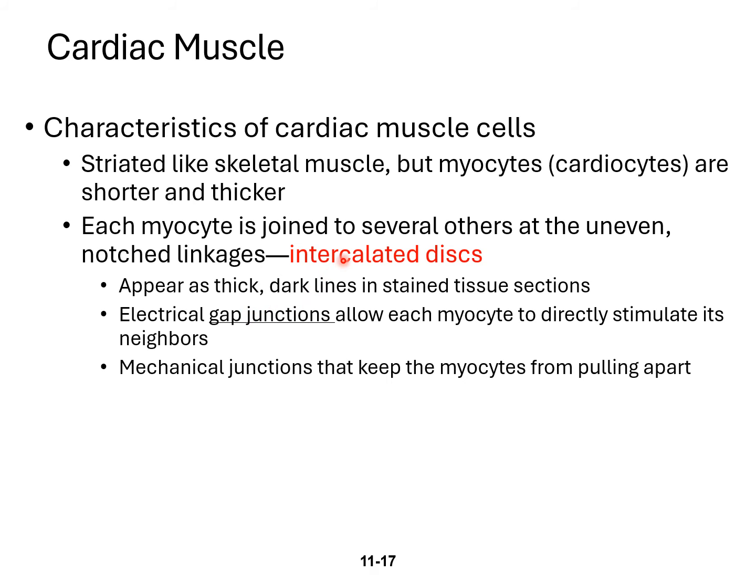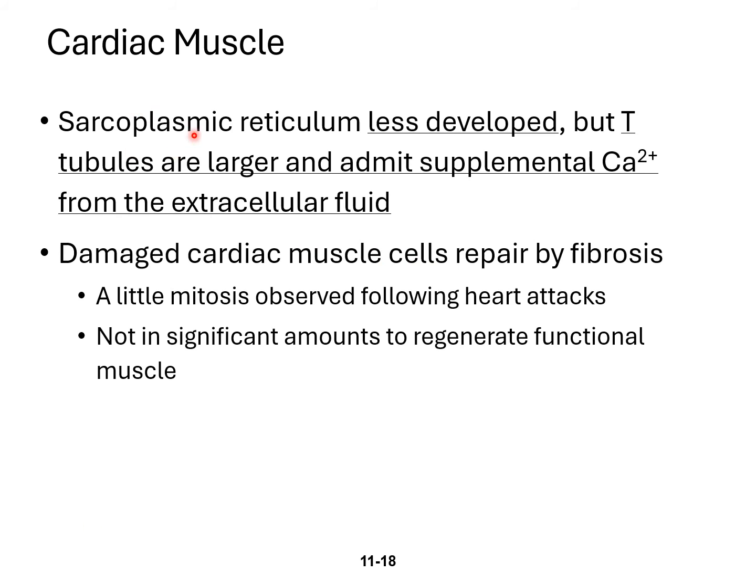So these intercalated discs on cardiac muscle fibers are how the atria contract together, and then the ventricles contract together. They're also mechanical, and they keep the cells from pulling apart. But the main thing is, they allow the ions to flow from cell to cell. The sarcoplasmic reticulum is there, but it's a lot less developed. T-tubules are larger and admit supplemental calcium from extracellular fluid.